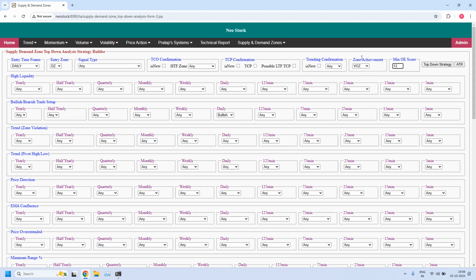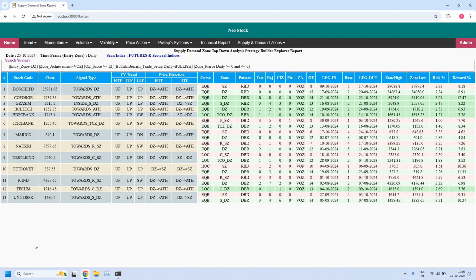And all the three filters, zone achievement, minimum odd enhancer score, pierced count, all the three parameters are applied to daily demand zone. Now let's filter. We got 13 stocks. Currently these 13 stocks are supporting bullish trade setup for monthly income trade, that is entry time frame daily. In these 13 stocks there could be high probability supported stocks.